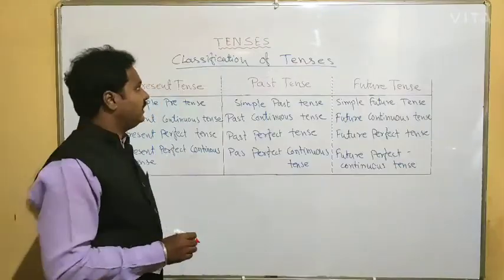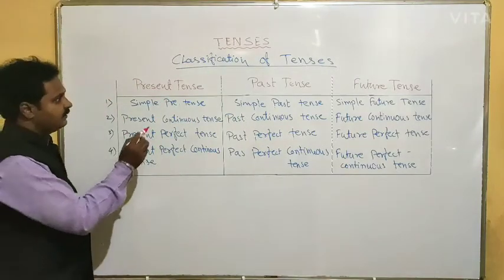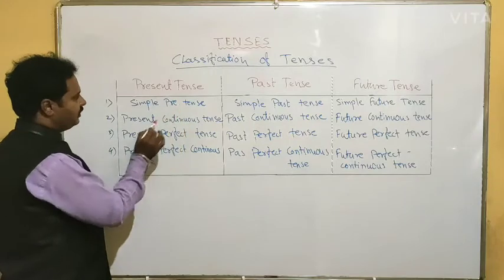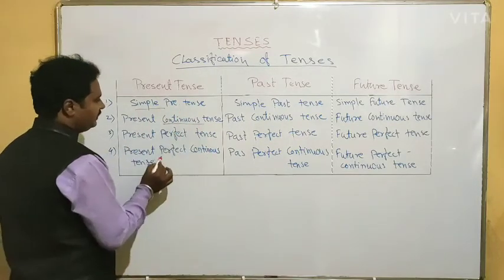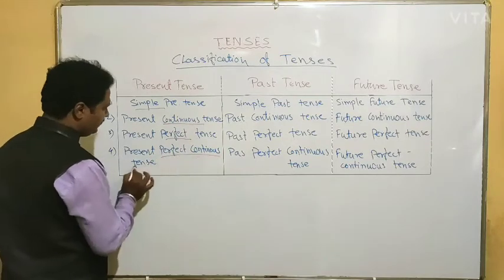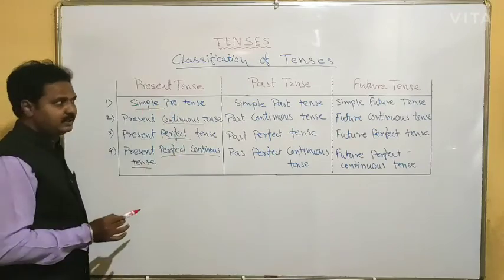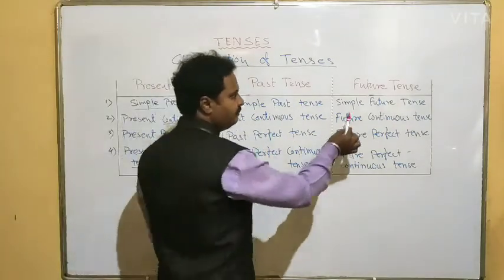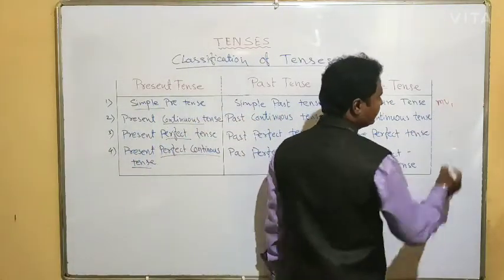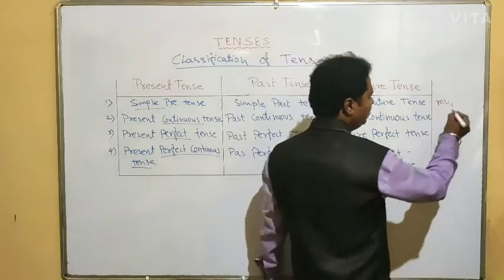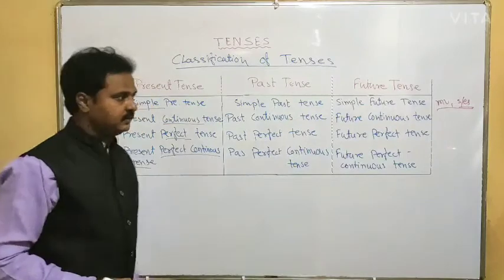Now see the classification of the tenses. The classification of the tenses is in four forms. The first one is simple form, then continuous form, then perfect form, and perfect continuous form. The first one, see: simple present tense, simple past tense, simple future tense. Here we use the form of main verb first with s or es.